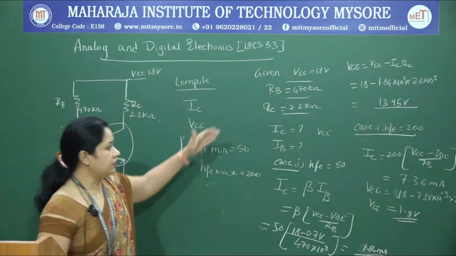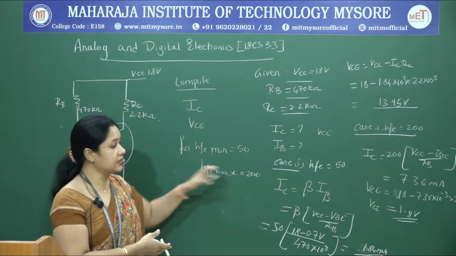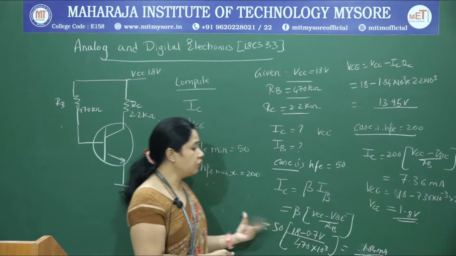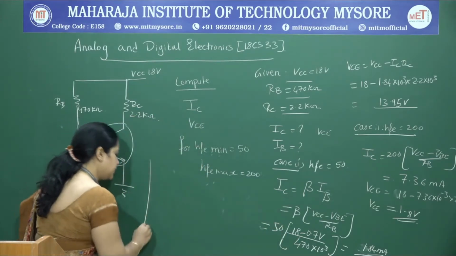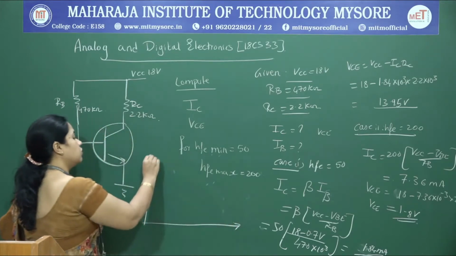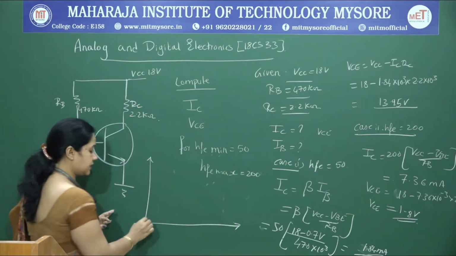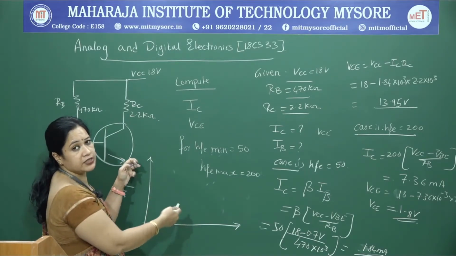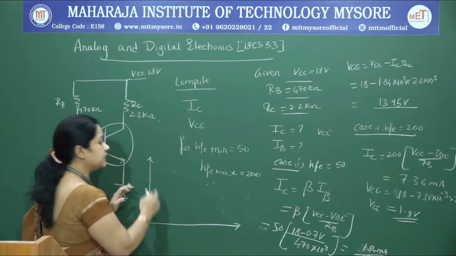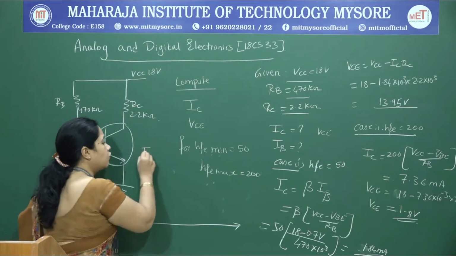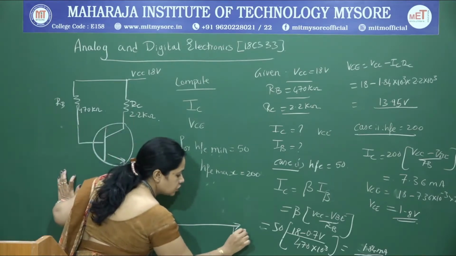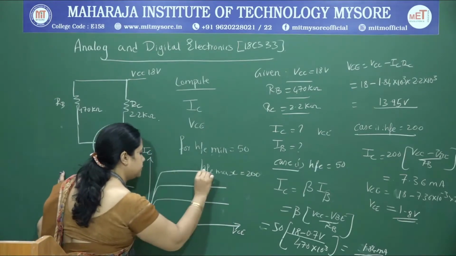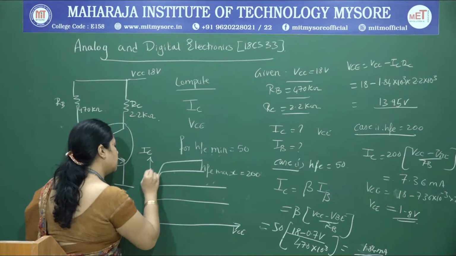Now I will locate this on the load line and see what is the effect of your gain on the operating point. If you want to locate the operating point on the load line, you are aware what a load line is. The load line is the line joining a point on the x axis and a point on the y axis on the output characteristics, and your output characteristics is a plot of output current versus output voltage for different values of base current.